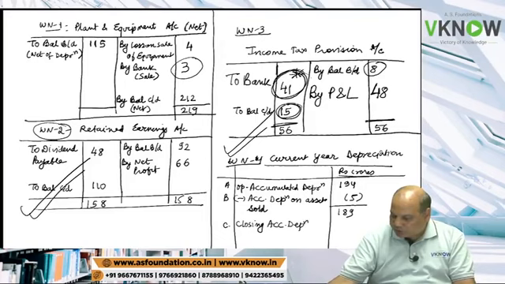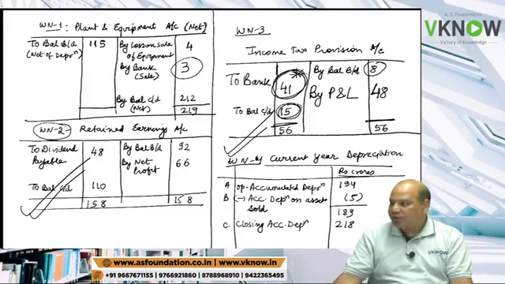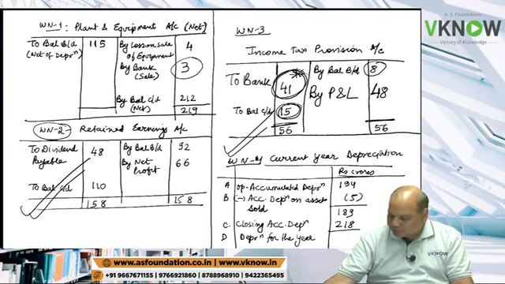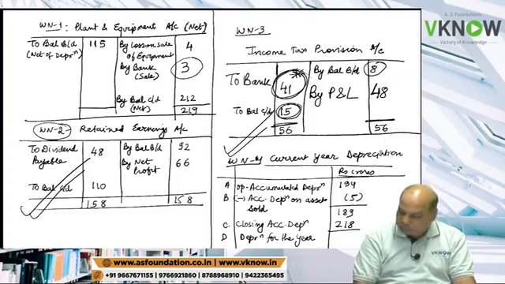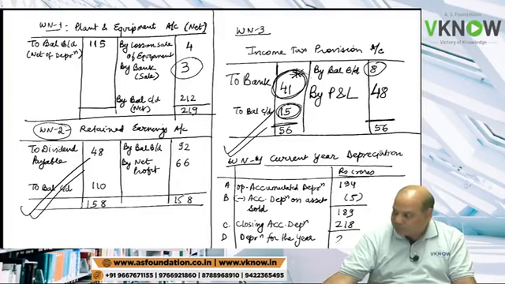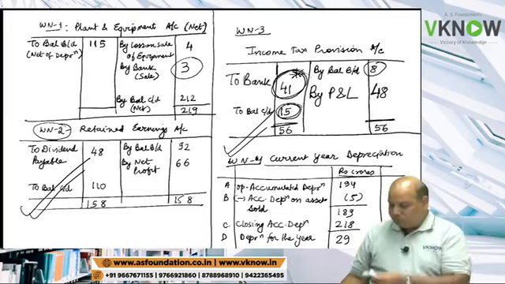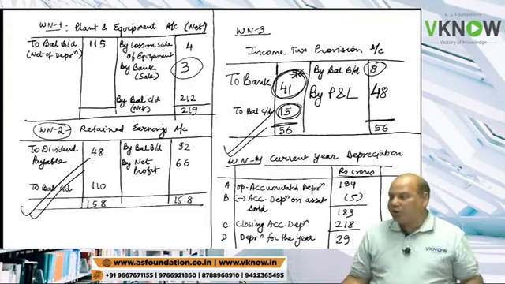Closing accumulated depreciation is given in the closing balance sheet: 218. The difference between the two is depreciation for the year. 218 minus 189 is 29. One student, Chetan, got it right, but nobody else could give the answer. So current year depreciation is 29.